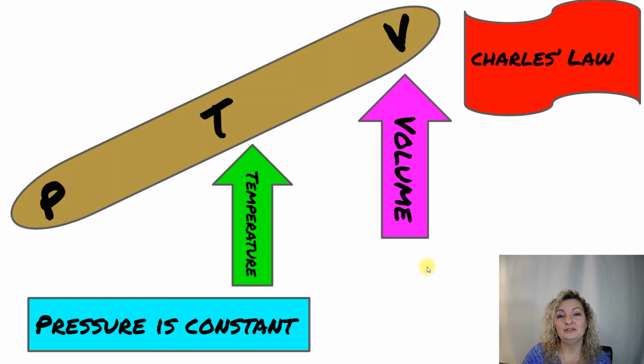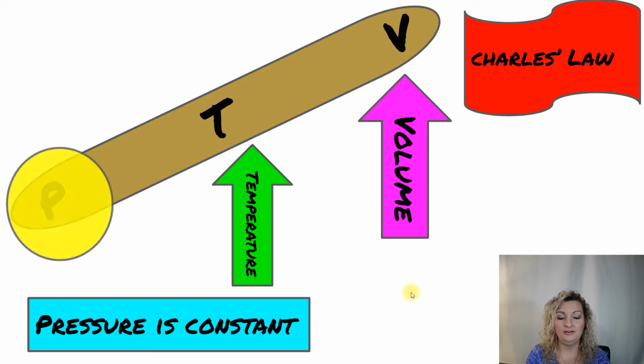So let's look at Charles' Law. Charles' Law is where pressure is constant. So we're going to cover up that pressure and use that as our pivot point now. And then we can see what's going on. So if we increase temperature, we're increasing volume. Do y'all see that? It went up, but volume also went up.